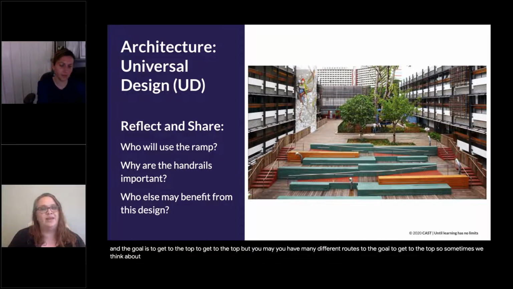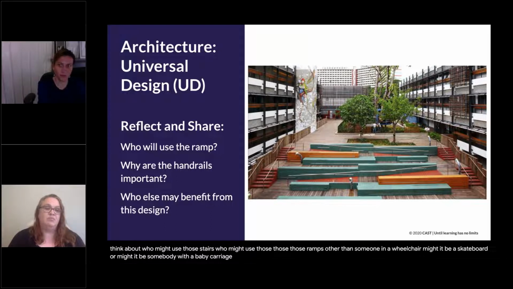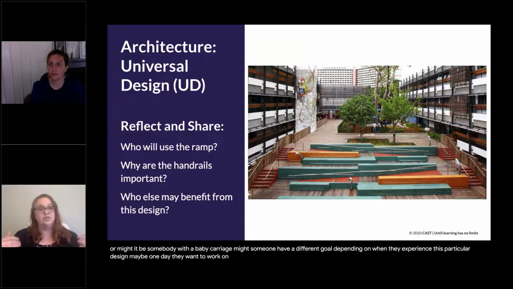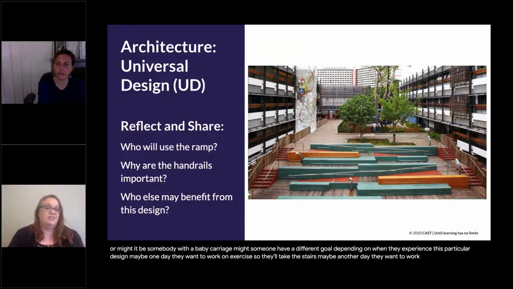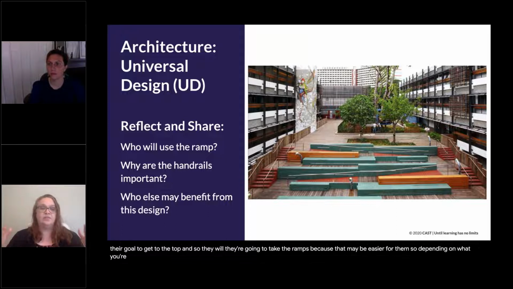So sometimes we think about who might use those stairs, who might use those ramps other than someone in a wheelchair. Might it be a skateboarder? Might it be somebody with a baby carriage? Might someone have a different goal depending on when they experience this particular design? Maybe one day they want to work on exercise, so they'll take the stairs. Maybe another day they want ease. Ease is their goal to get to the top, and so they're going to take the ramps because that may be easier for them. So depending on what your goal is will determine what the route is to the ultimate goal of getting to the top of that structure.